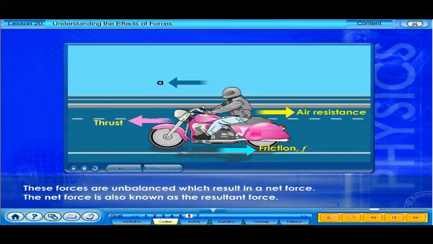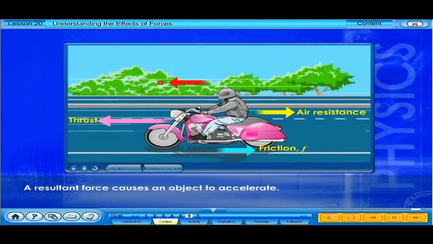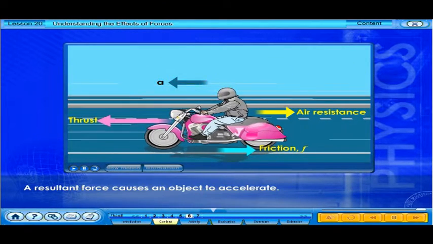These forces are unbalanced, which results in a net force. The net force is also known as the resultant force. Resultant force equals net force equals forward thrust minus resistant forces. A resultant force causes an object to accelerate.